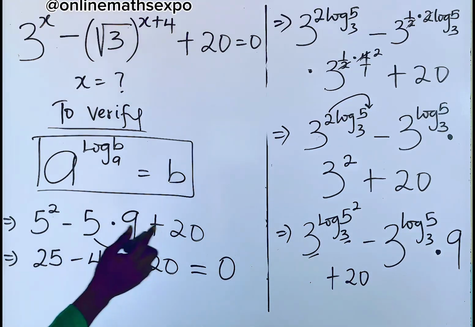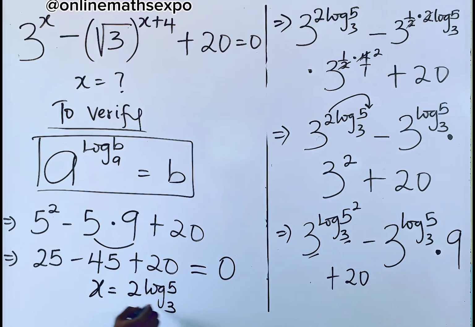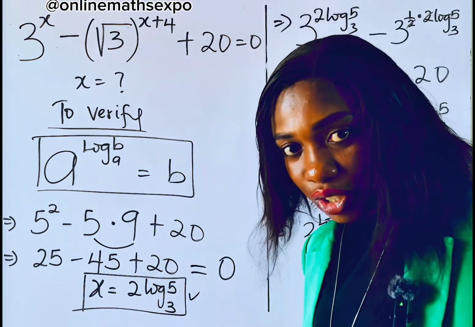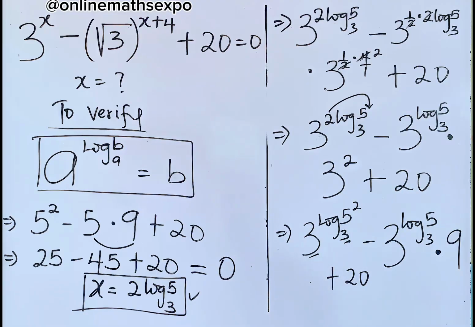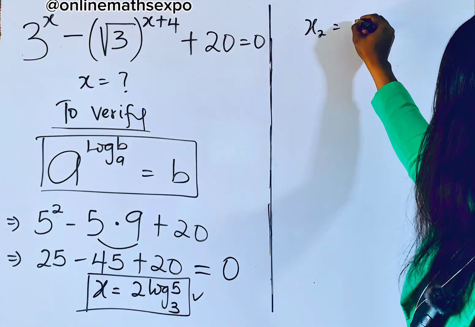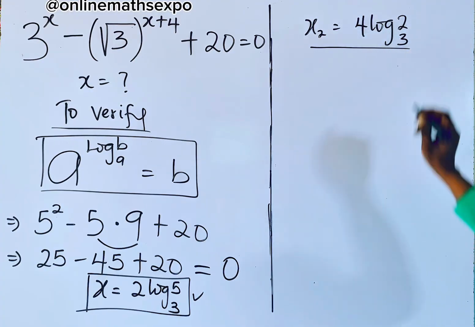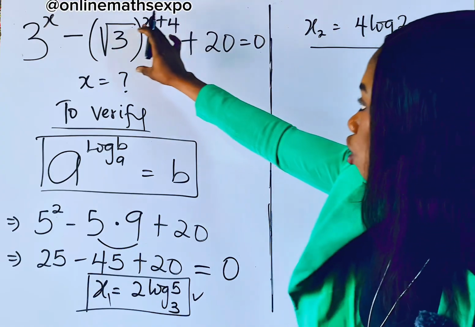So it also means that the value of x we got as 2 log 5 base 3 is correct. But we also need to check the second value of x to see if that also suits the equation. Then we can make our conclusion. So to verify the second value we have, for when x is 4 log 2 base 3, let's see what this gives us. So we're going to plug it in also.